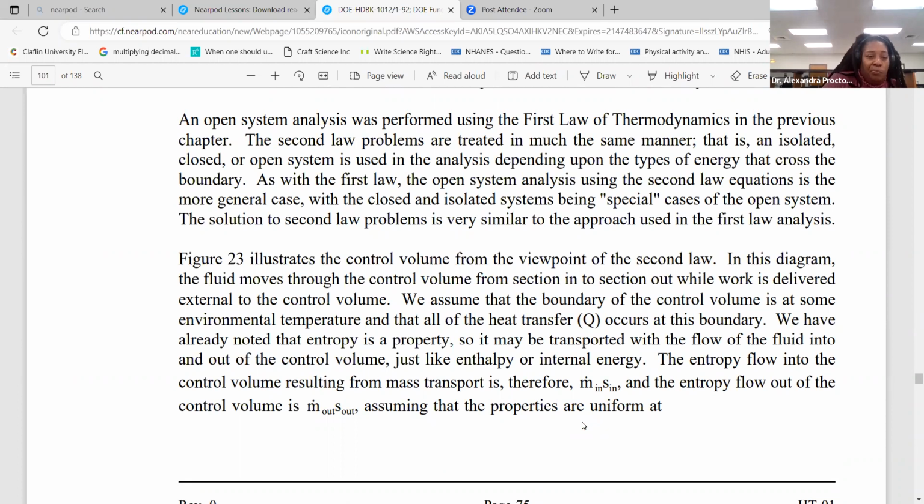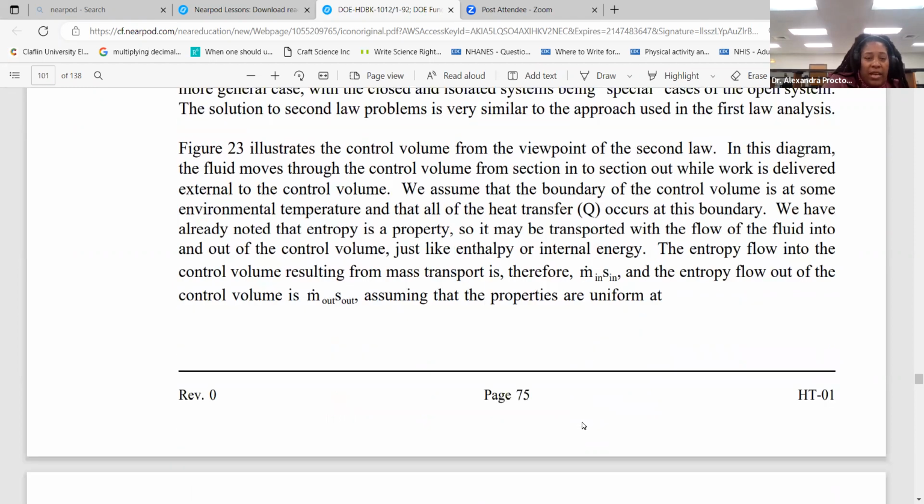boundary that is given. So as with the first law, the open system analysis using the second law equations is more general. And with the closed and isolated systems being special cases, like we said earlier, the open system is the system that is most used. So for the solution of second law problems, you have a very similar approach to how we do first law analysis.